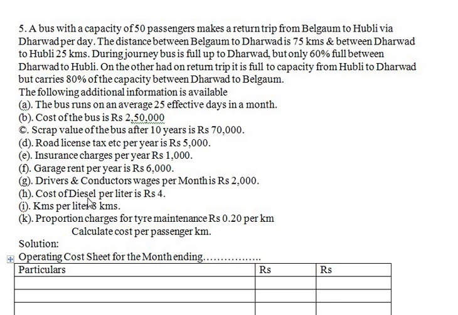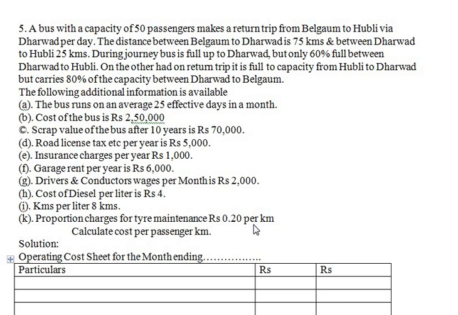Then cost of diesel per liter is rupees 4. So this will come under running and operating charges. Then 8 kilometers per liter. Proportionate charges for tire maintenance is rupees 0.20 per kilometer. This will go under the second point, that is repairs and maintenance. Now calculate cost per passenger kilometer. To find out cost per passenger kilometer, first we will have to find out operating cost.